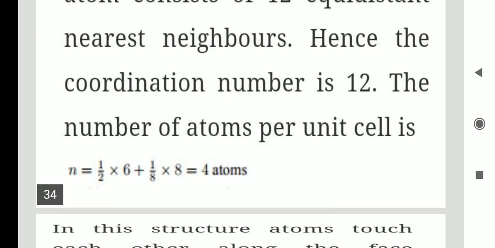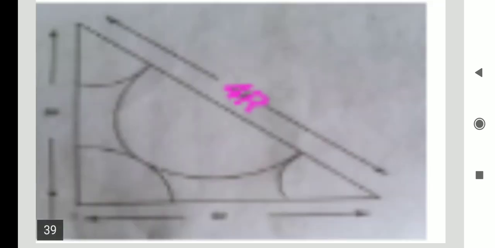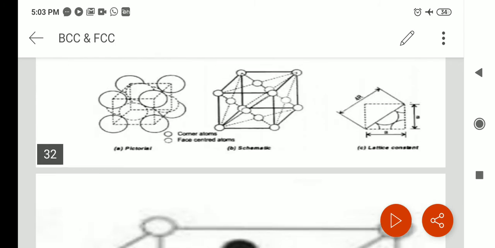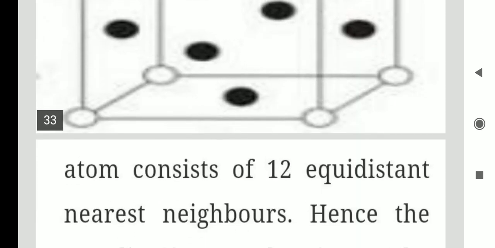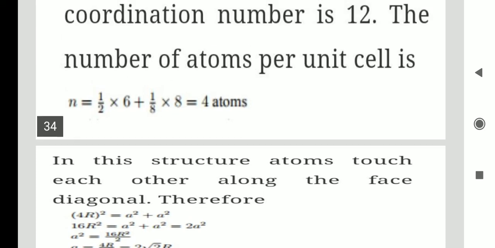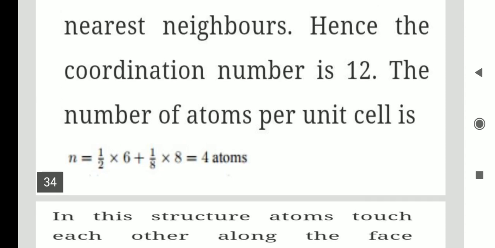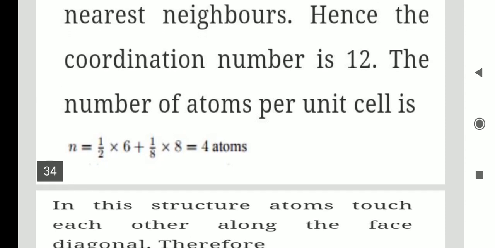Therefore the number of atoms per unit cell, how many? See the figure, you will find out how many atoms are there. The unit cell consists of 8 atoms at 8 corners. Along with that, 6 faces. In the 6 faces, each atom is shared by 2 cells. So we need to consider 1 by 2 of an atom for each face. Then it is 6 into 1 by 2 plus 8 into 1 by 8. Therefore the number of atoms in FCC is 4 atoms.